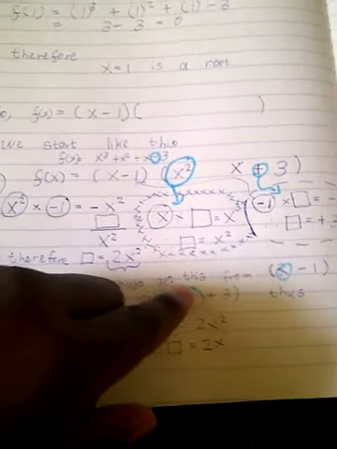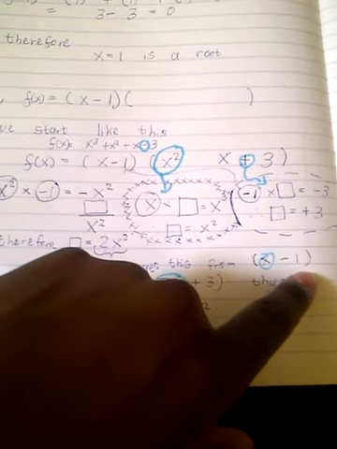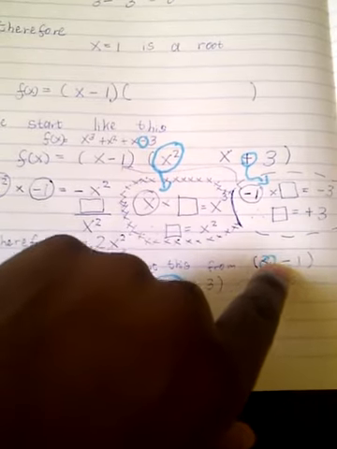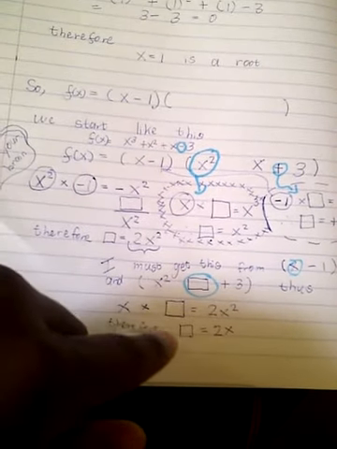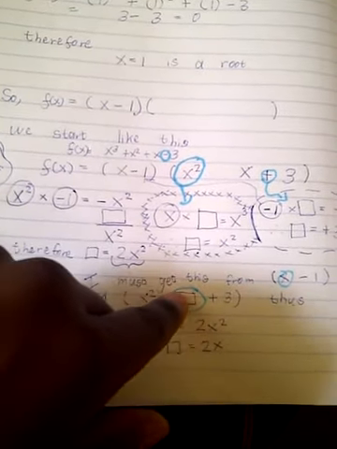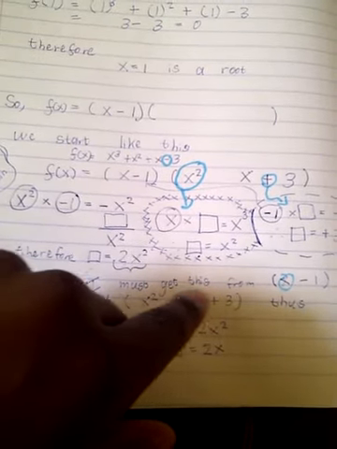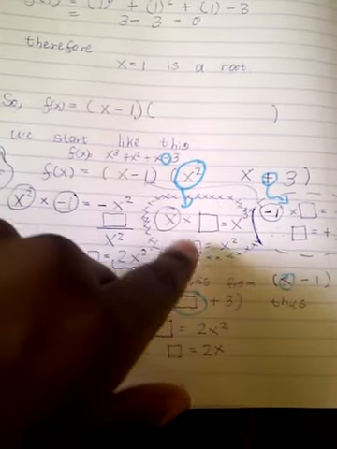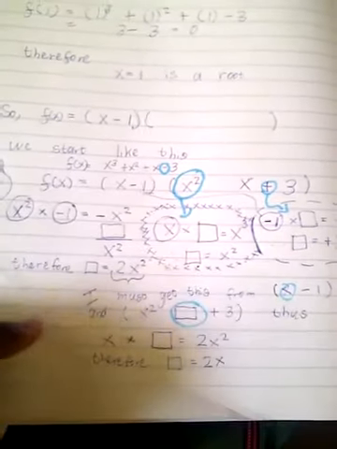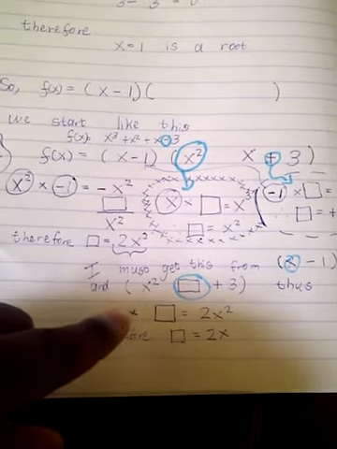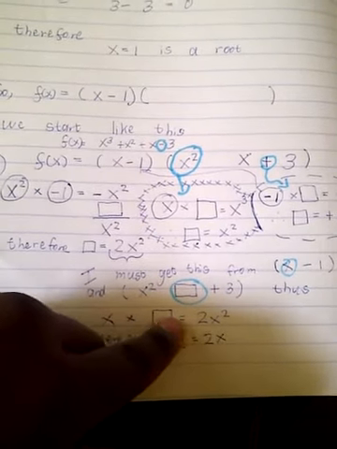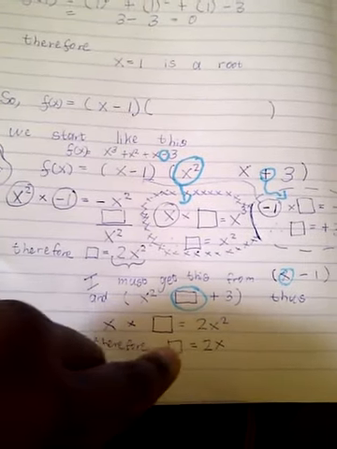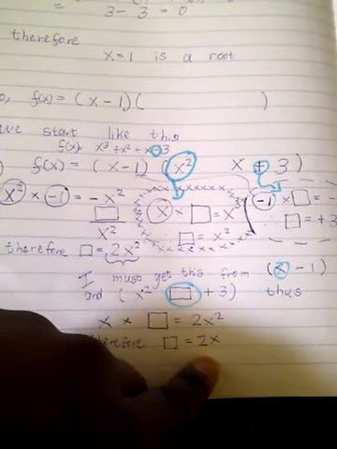Therefore, I must get this from x minus 1. No, but actually in the x minus 1 I must get this times that. This plus or minus that must give me that. So here x times what must give me 2x squared. Therefore that is equal to 2x.